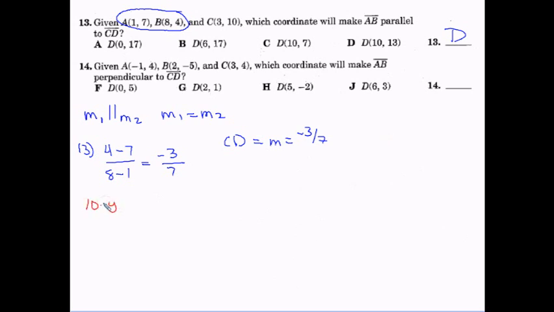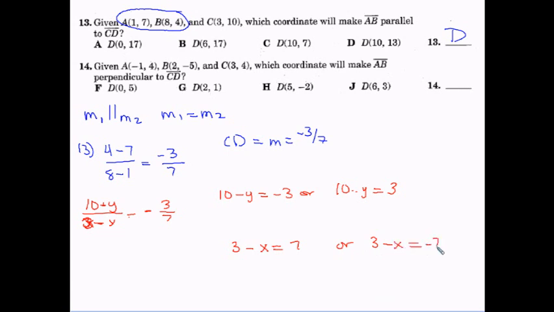10 minus y over 3 minus x is going to equal negative 3/7. So that means 10 minus y equals negative 3, or it could be 10 minus y equals positive 3. And we've got 3 minus x is equal to 7, or 3 minus x is equal to negative 7. So we need to check both of those.